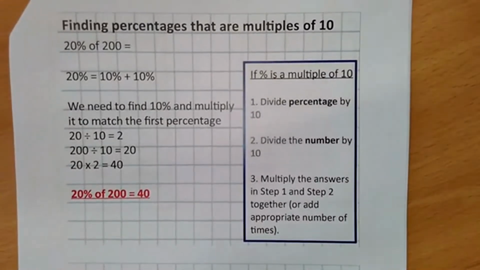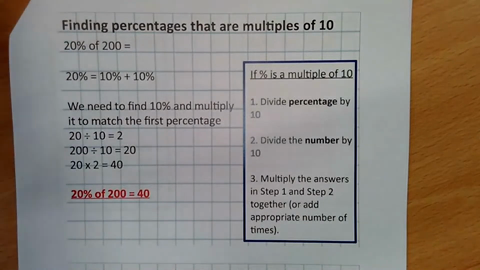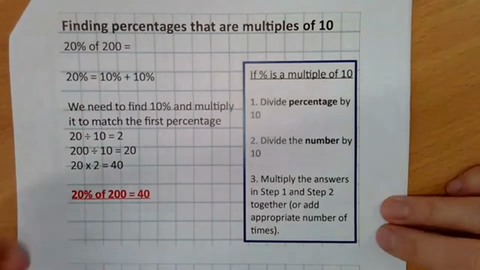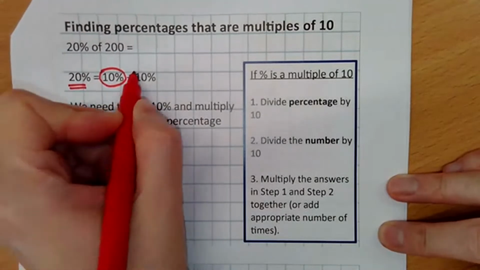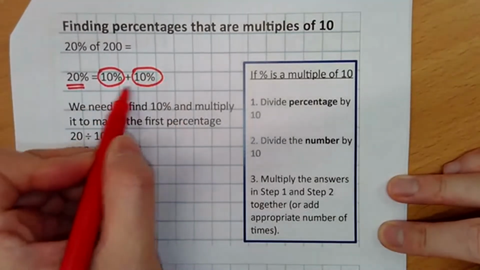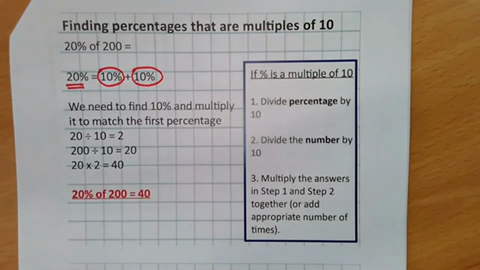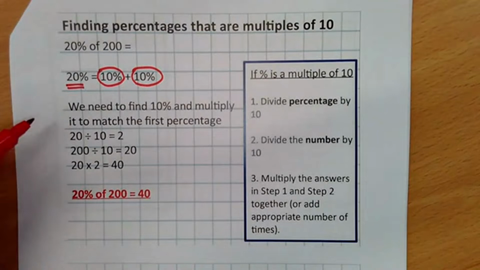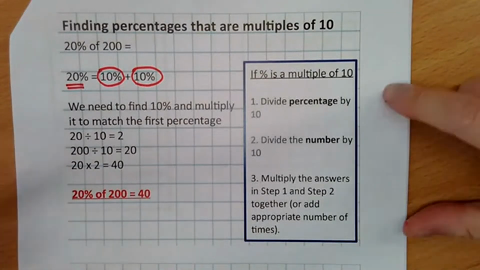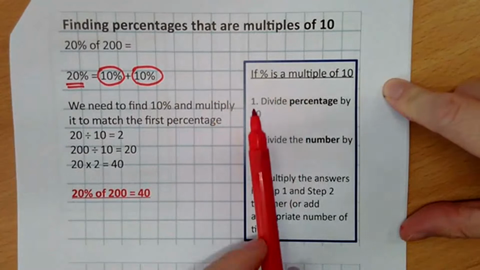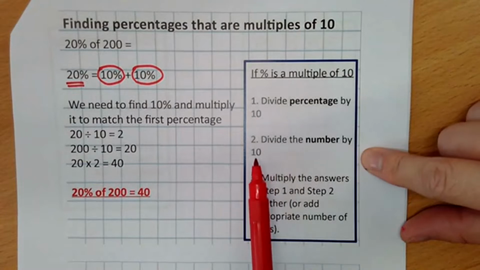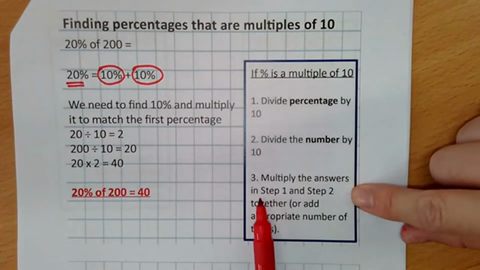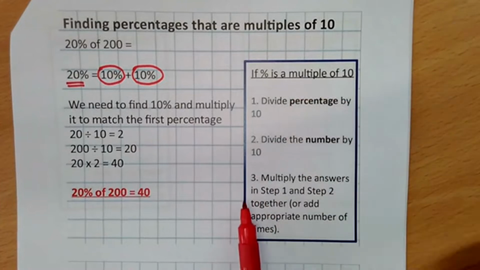Now, let's take a look at finding percentages that are multiples of 10. So now we're going to be looking at perhaps finding 20% of 200. Now I know that 20% is the same as finding 10% plus 10%, because when I add these two percentages, that gives me 20. So we need to find 10% and we need to multiply it to match the first percentage. These are our steps to success. The first one is to divide the percentage by 10. The next is to divide the number by 10. And then we're going to multiply the answers from step 1 and from step 2 together.